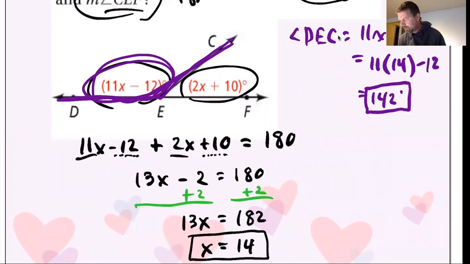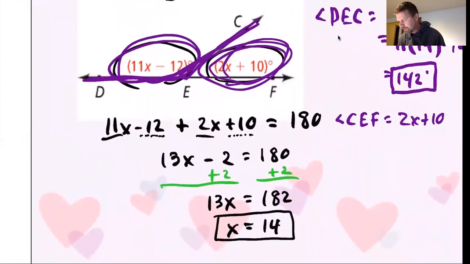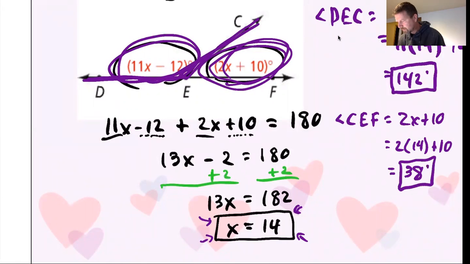All right, the other angle I was asked to find was angle CEF. That's this one right here on the right. So that's 2x plus 10. But again, I now know what x is. X is 14. So I can write 2 times 14 plus 10. That I can do in my head. That's 38 degrees. You will notice when I look at these two, 142 and 38, if I add those together, that adds up to 180. That's good because that's what I was told it was supposed to be. So I'm feeling pretty darn good about those answers.